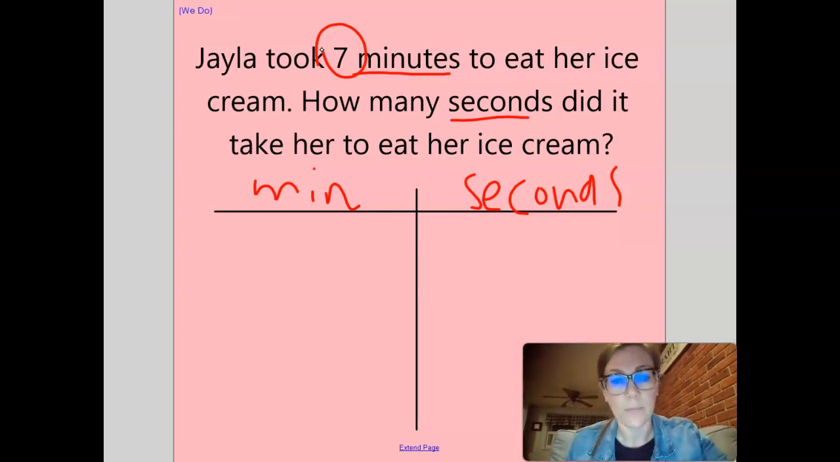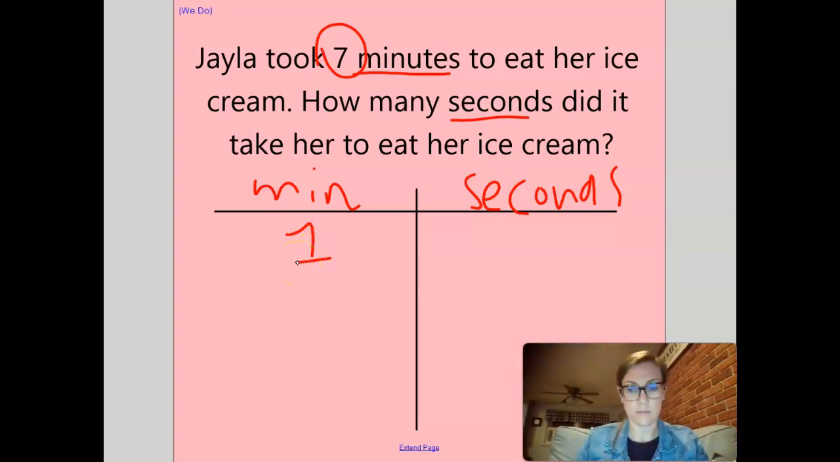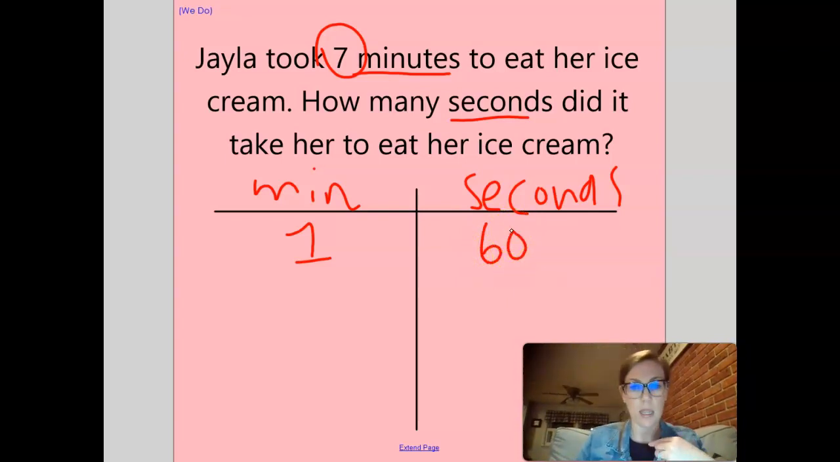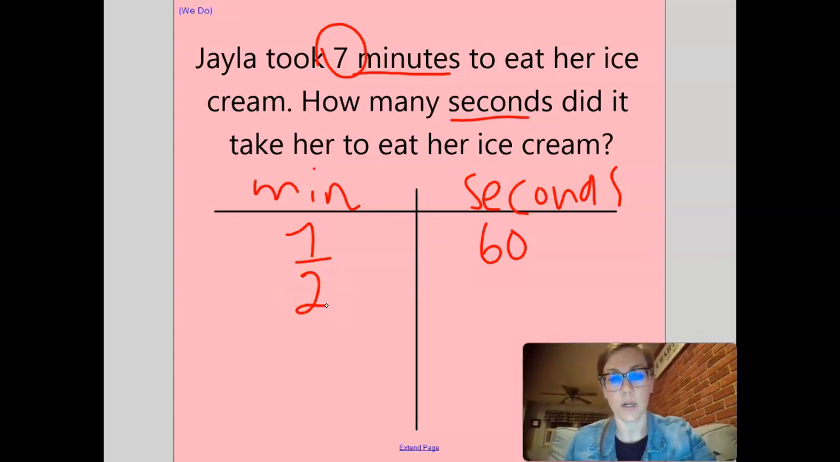How many seconds are in 1 minute? Use your sheet if you need to, or think about it. Remember the tick marks around the clock. There are 60 seconds in 1 minute. Well, what about 2 minutes then? 60 plus 60 is 120, or 60 times 2 is 120. You see a pattern here?